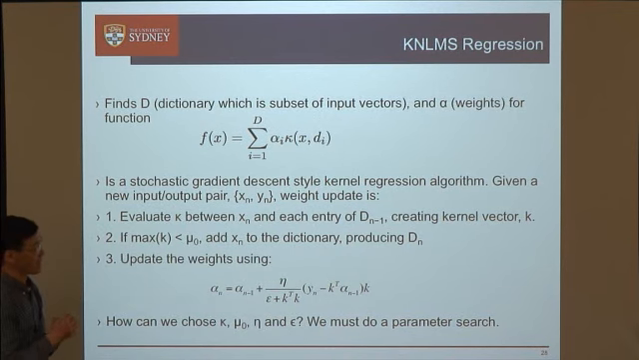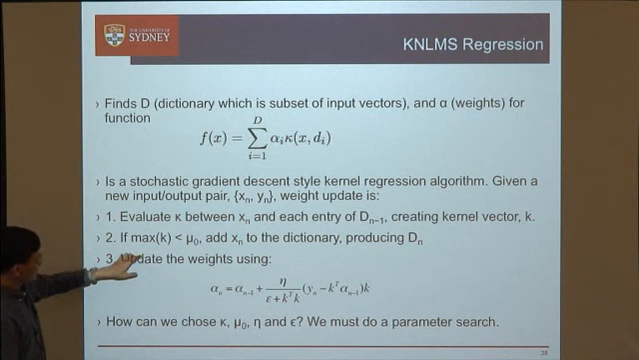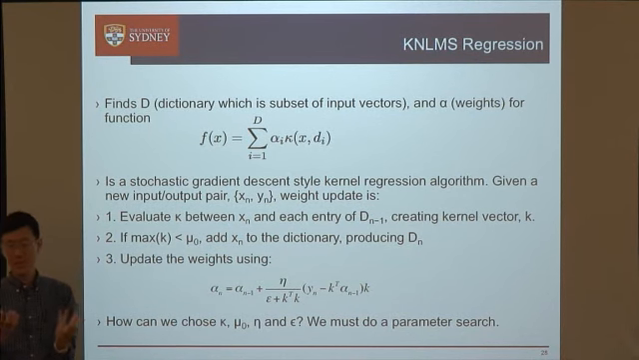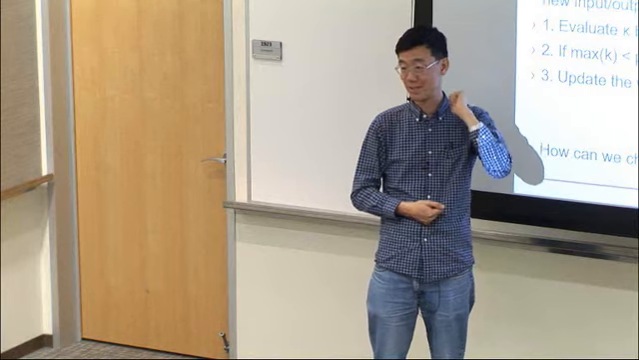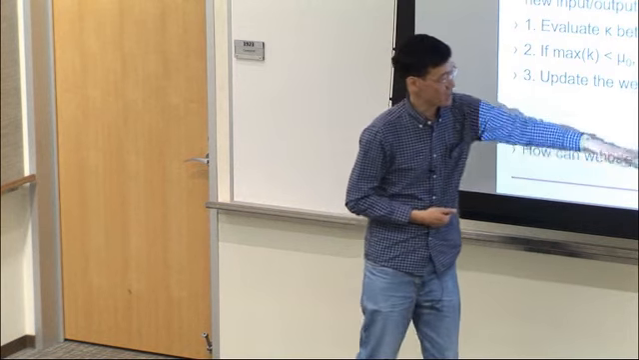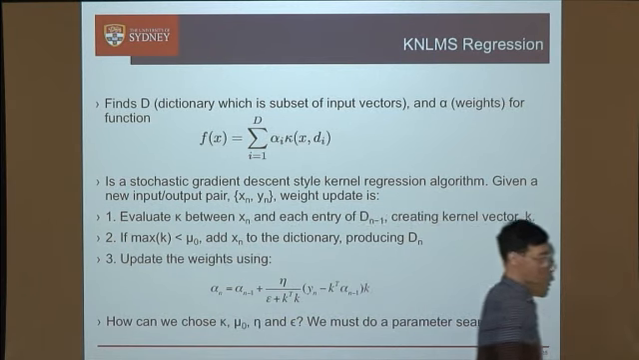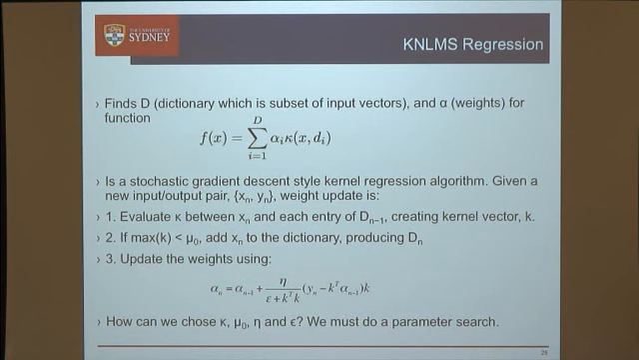And you make a kernel vector K, and then you see whether your new entry looks close to the closest existing dictionary entry. If it's very close to a data point you've seen before, you just update the weights. If it looks very different to what you've seen before, you add that data point to the dictionary. You'll make it a new support vector. And then you update the weights using this, which just takes a step in the direction of the gradient.